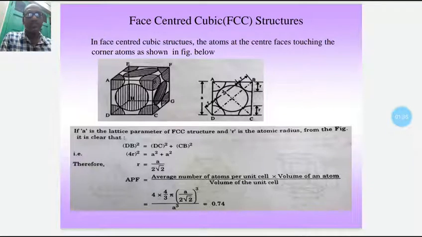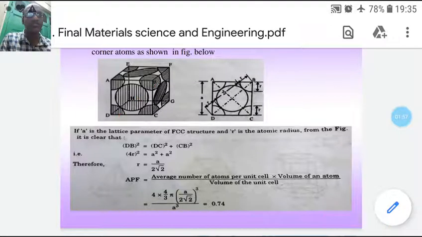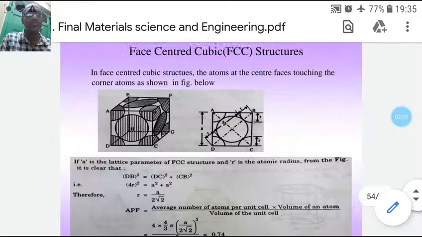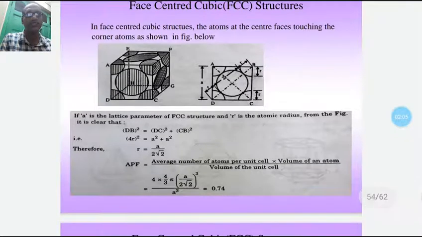In the face centered cubic structure, the face atoms are touching the corner atoms, as shown in the figure. As we can see, this is one face atom, and it touches the corner atom. As it is a cubical structure, in every face, in all 6 faces, there are 6 face atoms in this structure. In this face centered cubic structure, the face atoms are touching the corner atoms.